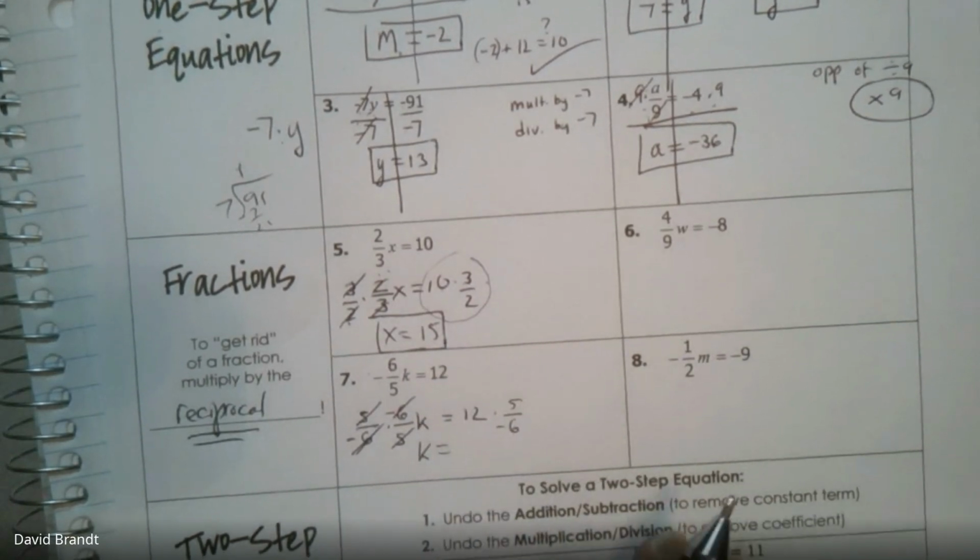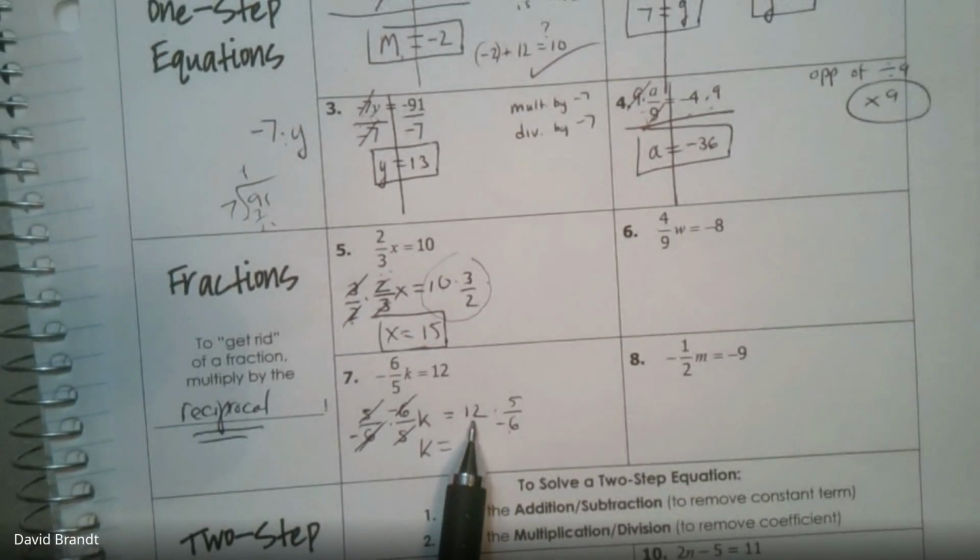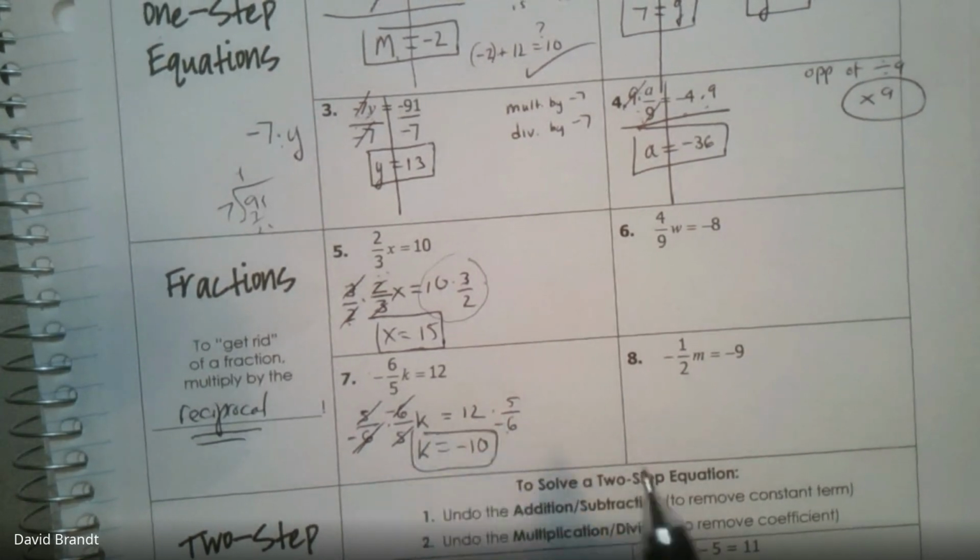K equals. Now, what's negative 6 into 12? Negative 2. Negative 2 times 5 is negative 10, but you can do that on the calculator. All right, that's how you do one-step equations. We'll come back in the next video and do two-step equations.